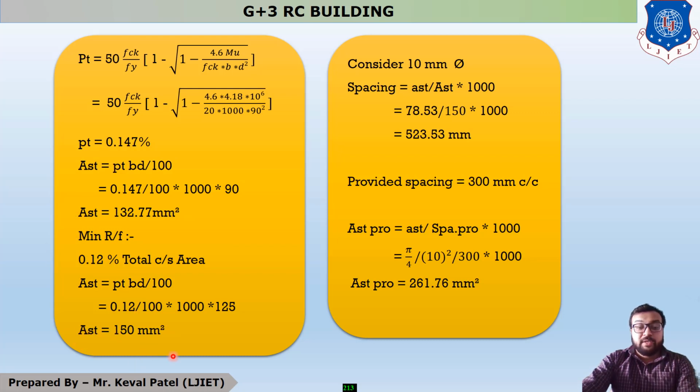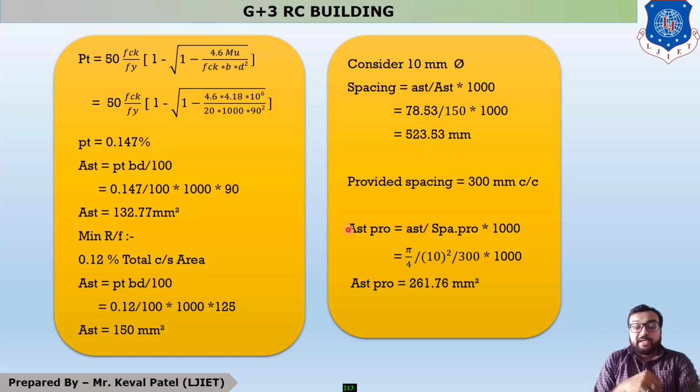It means you have to provide a minimum of 150 mm square reinforcement, and whenever your AST answer is less than 150 mm square, then you have to provide 150 mm square. Okay, after finding out AST, the next step is to find out spacing. After finding out the spacing, the next step is spacing provided, and at last it is AST provided. So students, this is your 4 moment, 4 PT, AST, spacing provided, and AST provided.